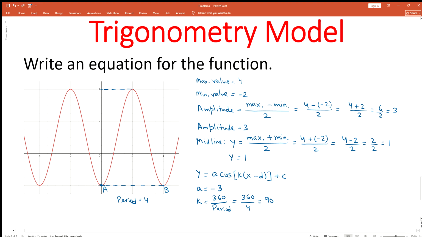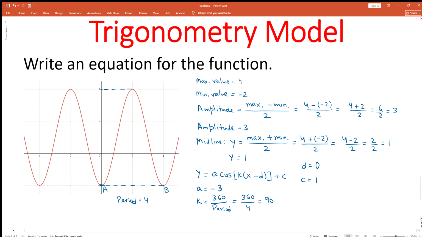Next, we can find the d value. As you may know, d represents phase shift to the left or to the right. In this case, we are using cos function for this graph. As you can see, the minimum point is on the vertical axis. So we are using a negative a value for reflection over the x-axis. Therefore, the phase shift or the d value is equal to 0. Next, we can find the c value, which is equal to the value we got for the midline, 1.